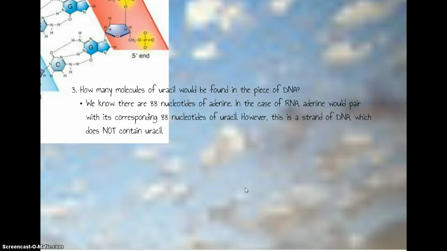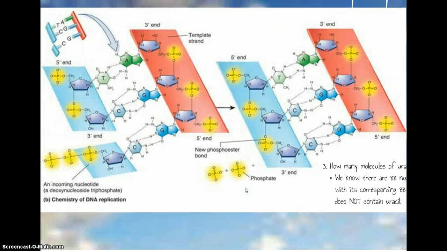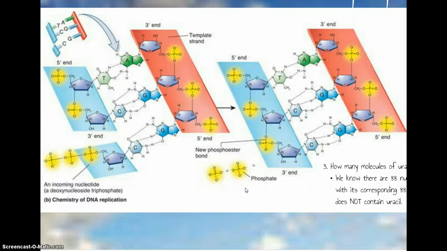Third question. How many molecules of uracil will be found in a piece of DNA? So we know there are 88 nucleotides of adenine, and in the case of RNA, adenine would pair with its corresponding 88 nucleotides of uracil. So you might say 88 at first. But this is a strand of DNA, and DNA doesn't have uracil in it. So the answer is 0. And this just goes back to show you, yes, A with T, C with G, no U.